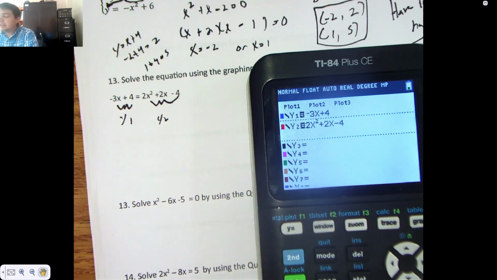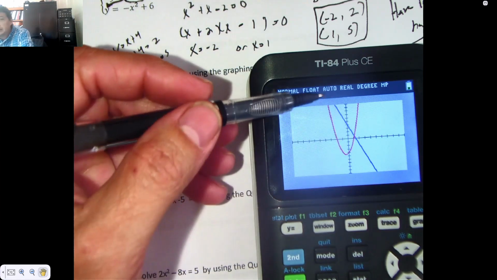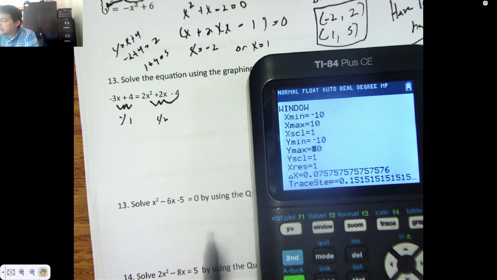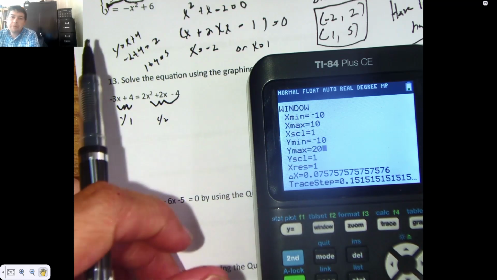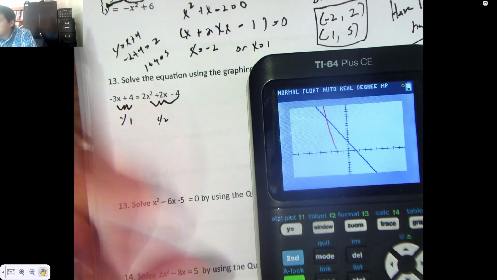Anyways, after you're done with that, you do a zoom 6. There's the line. There's the parabola. There's an answer here, and there's also an answer up here. I'm going to hit window. I'm going to look up, I don't know, 20 units. I changed my Y max to 20. I should see the intersection.